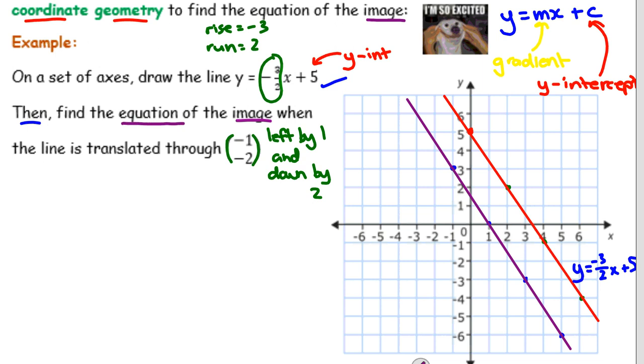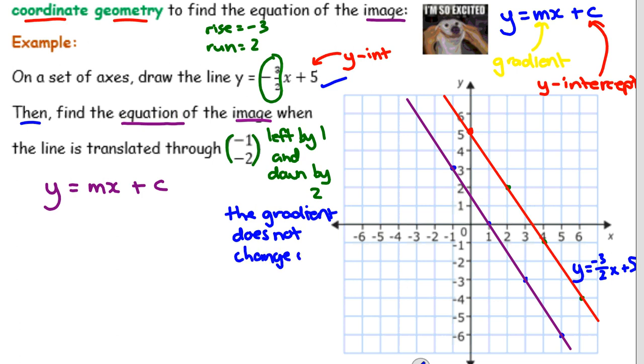So the equation of the line is y equals mx plus c. So what's our y-intercept this time? Let's see. It's a little bit harder to see, isn't it? But you could always use a point to find the y-intercept. What do you notice about the gradient? That might help first. The gradient stays the same. So the gradient does not change under a translation.